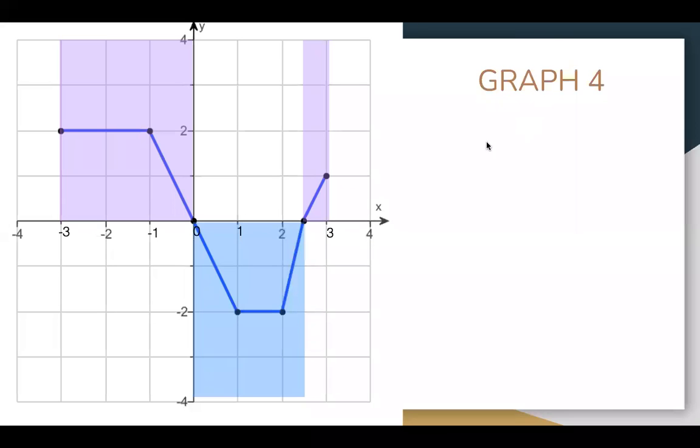Our positive interval went from -3 to 0. And then from about 2.5 to 3. -3 to 0, and 2.5 to 3. You've noticed we always separate our intervals with this U symbol. It means union, which is basically another way of saying and. Now our negative intervals, just one, from 0 to 2.5.